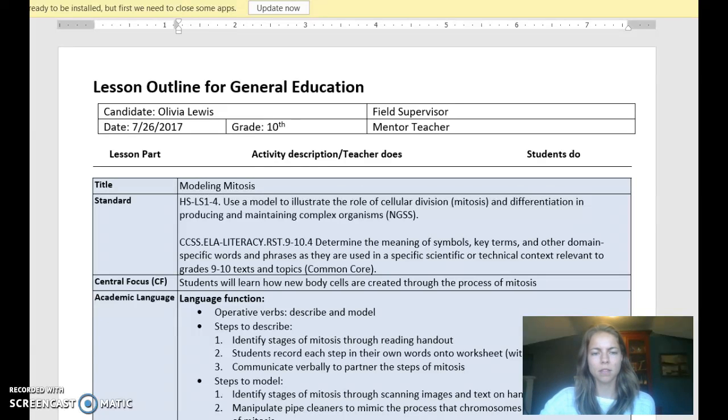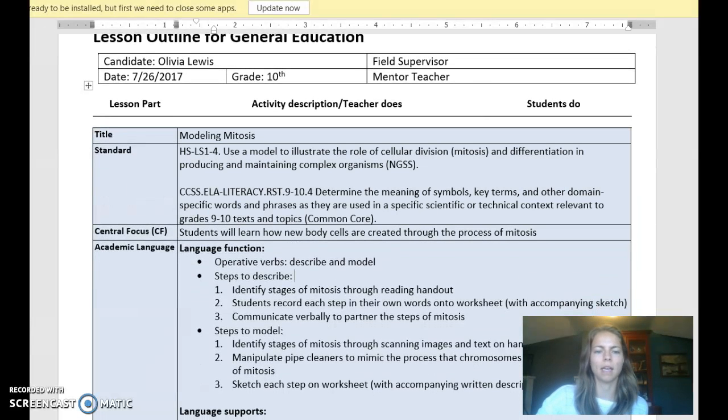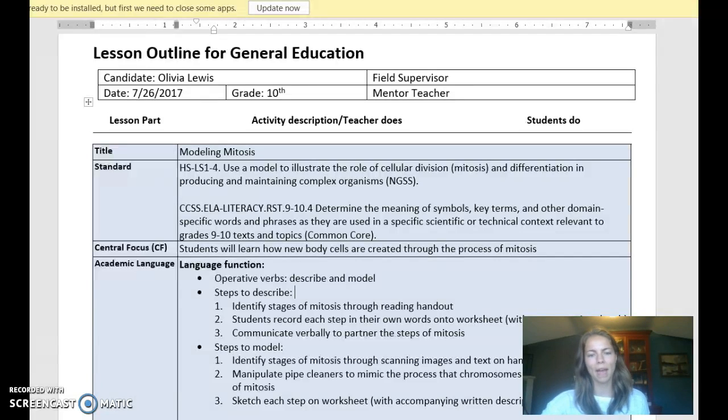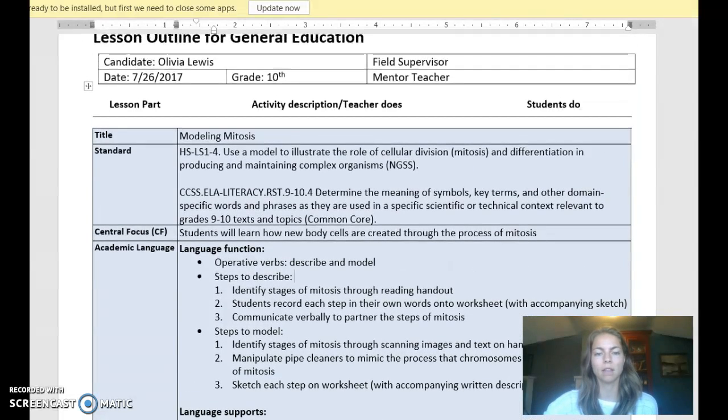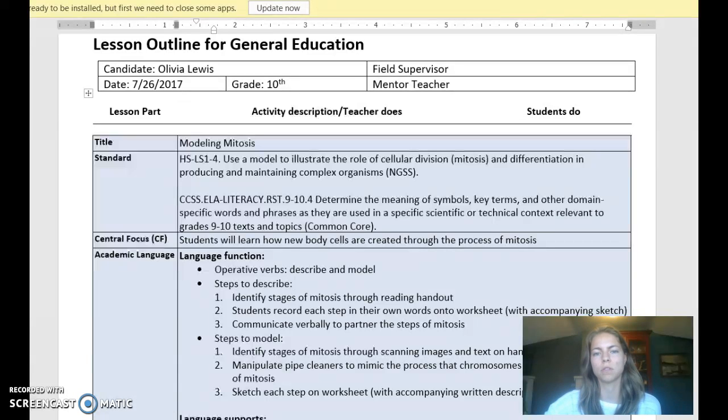Hello. So today we're going to be looking at my lesson outline, and I chose to talk about mitosis. And actually, one of the reasons why I selected this topic was because there are so many vocabulary words, and I think that students can get easily confused.